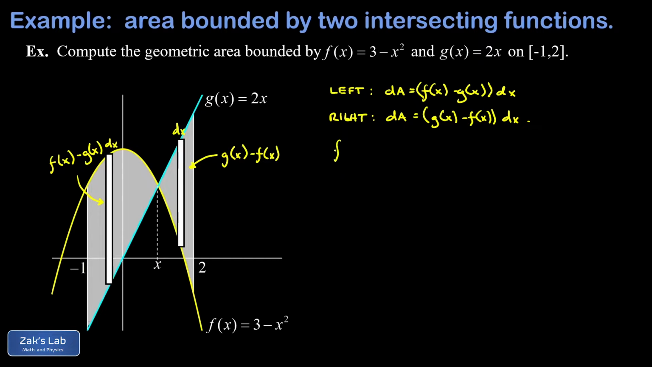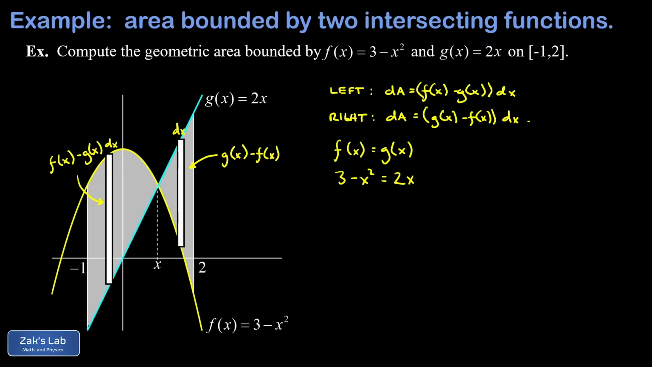So if we use the fact that f of x is equal to g of x, in other words, the y coordinates are the same, when I choose this value of x, all I have to do is plug in the formula for f of x, that's 3 minus x squared, and the formula for g of x, and I end up with a condition on the intersection, 3 minus x squared is equal to 2x.